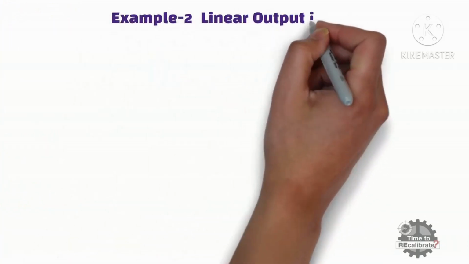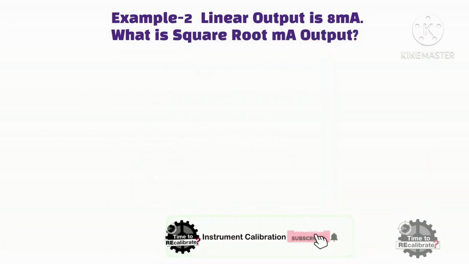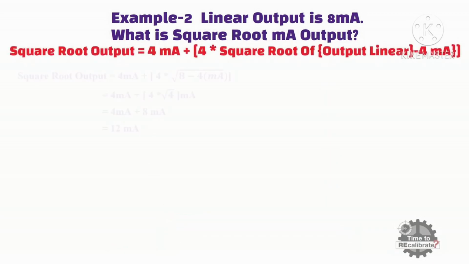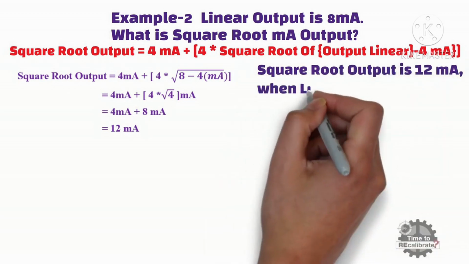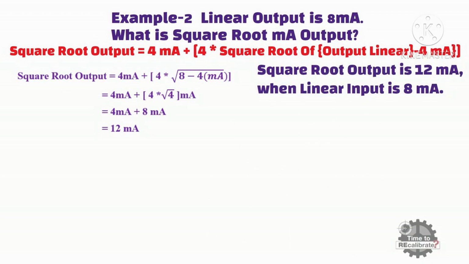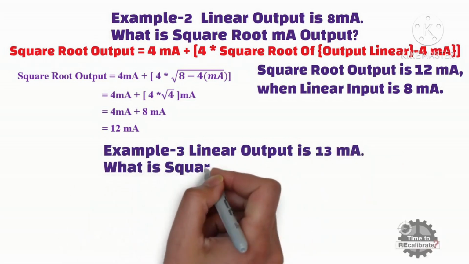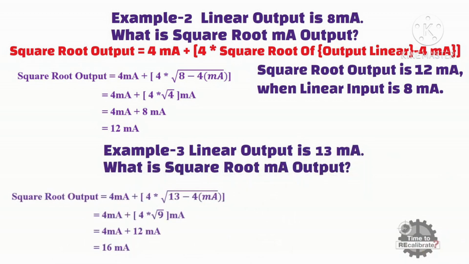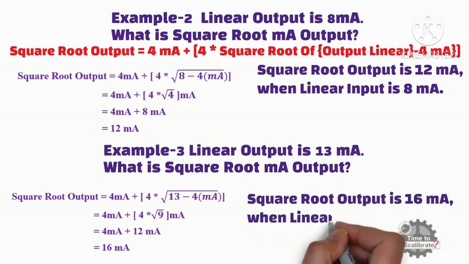Let's take second example. If linear output is 8 milliamperes, what is square root milliampere output for this input? Now, put 8 milliamperes in this equation, and do the simple math calculation. So, it will give you 12 milliamperes value. In other words, square root output is 12 milliamperes, when linear input is 8 milliamperes. Let's take third example. If linear output is 13 milliamperes, what is square root milliampere output? Now, put 13 milliamperes in this equation, and do the simple math calculation. It will give you 16 milliamperes result. So, square root output is 16 milliamperes, when linear input is 13 milliamperes.